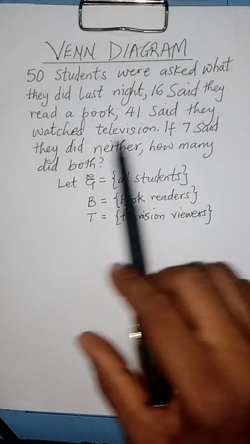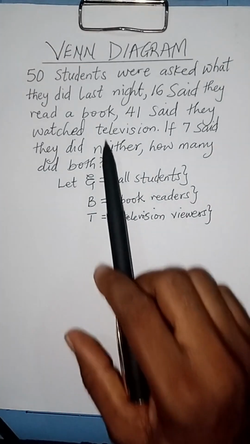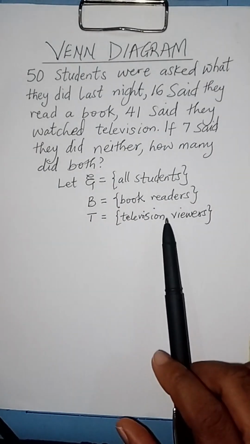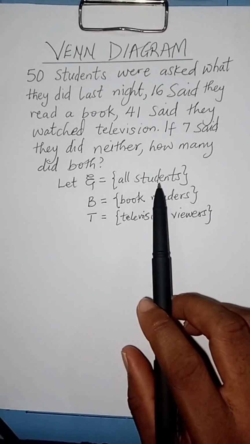41 said they watched television. So I decided to use the capital letter T for television to represent those who watched television. Once you've done this, then you are set to solve the question. Now let's see the next step to take. Define the intersection, because that's actually what you're looking for.